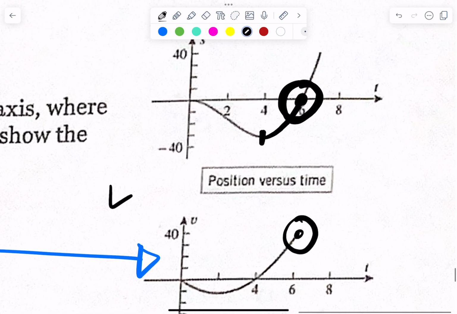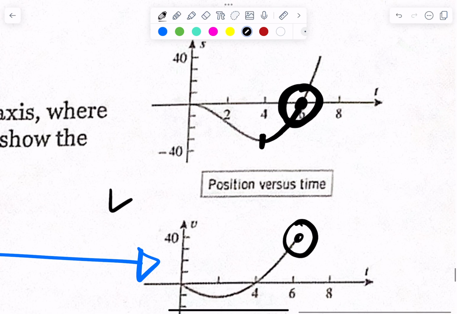Possibly. But we don't necessarily know that this is an ant. True. Got it. Yeah, I mean, I just made that part up.